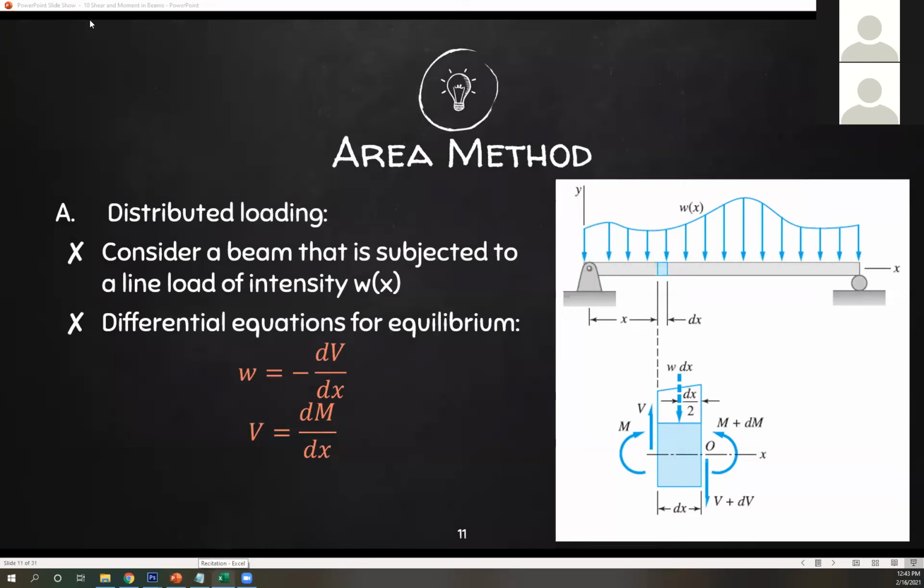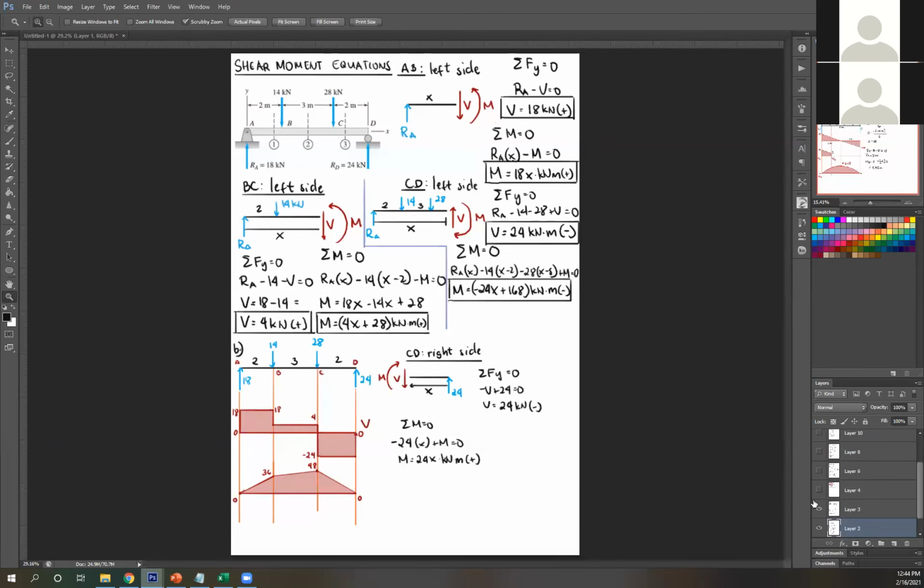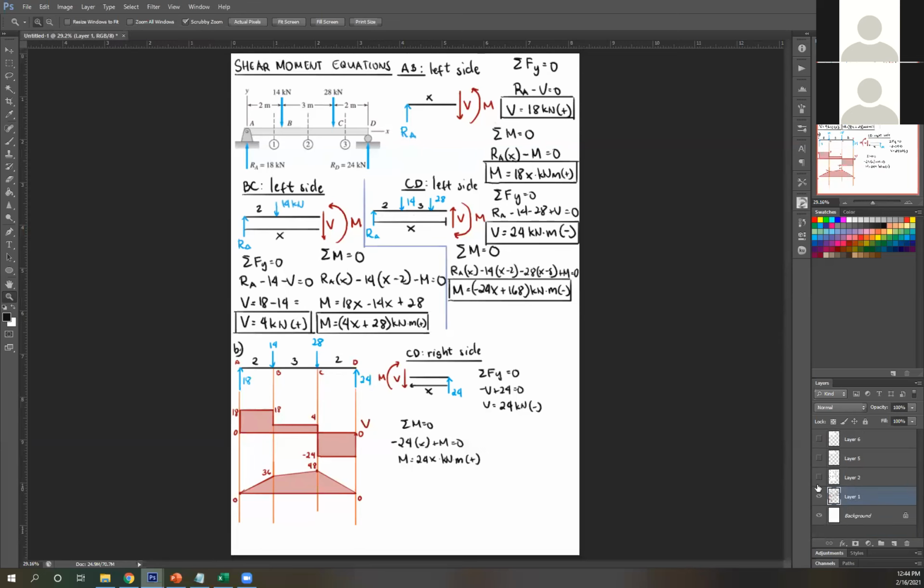So first, let's consider a distributed loading over your beam. It's subjected to a line load of intensity w(x). That just means your intensity is applied over a length x. Therefore, you get the following differential equations. Intensity equals negative dV over dx, and shear force is equal to dM over dx. So how do we get that? Let's look at the derivation of these equations.